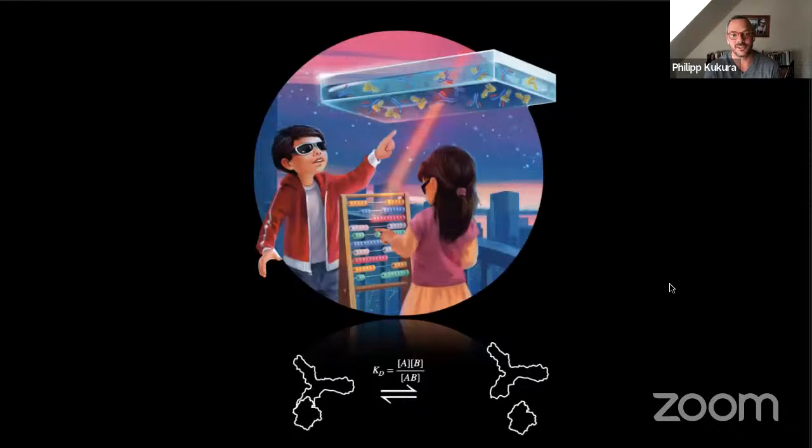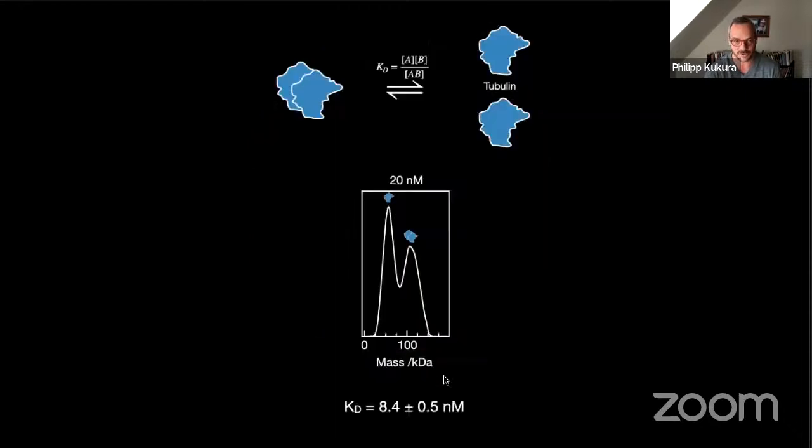So we'll start with the affinity. This was a nice little sketch that was commissioned by one of my grad students, but essentially that's what we do. We look at the proteins in solution and we can count. This is how many complexes we have, and this is how many free species we have. And if you can count all of this, then you can essentially read out the dissociation constant.